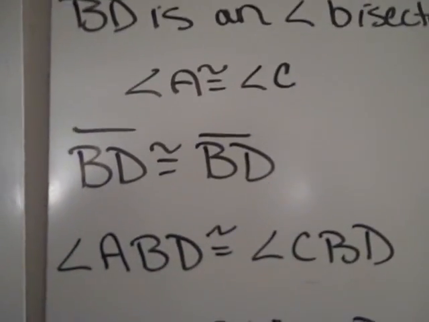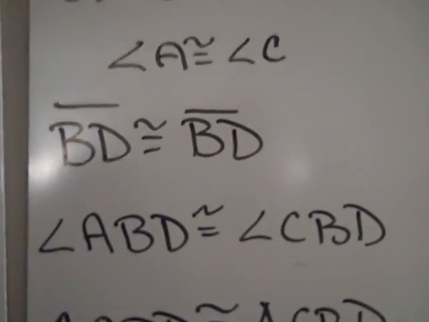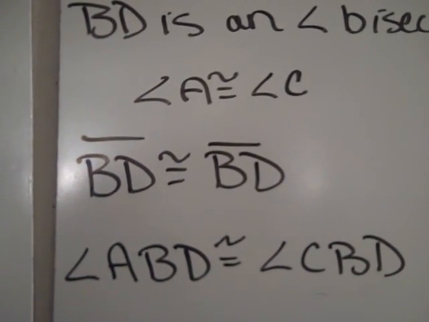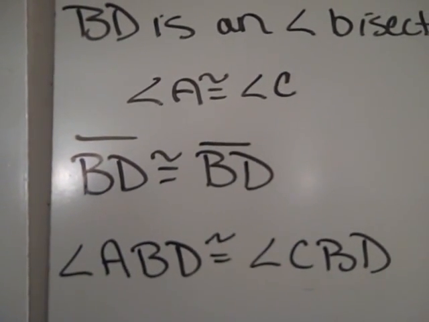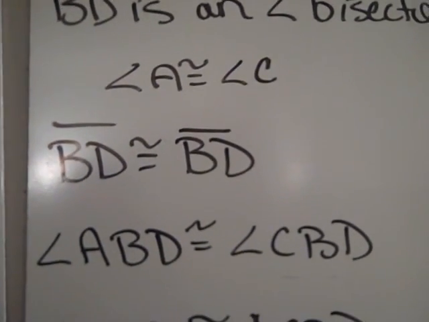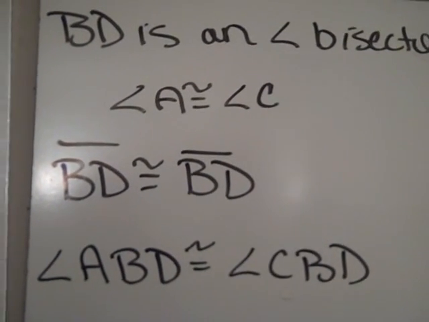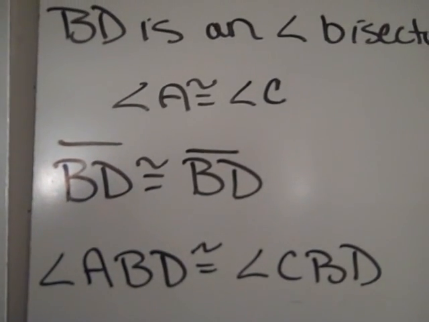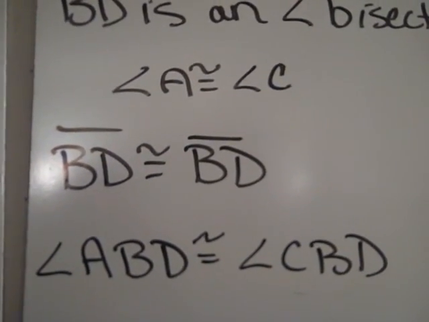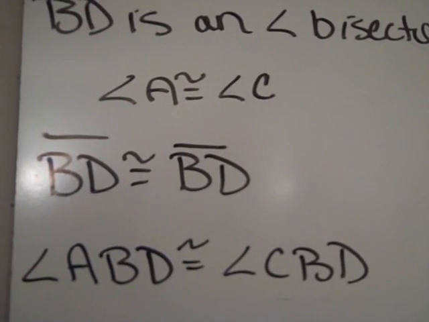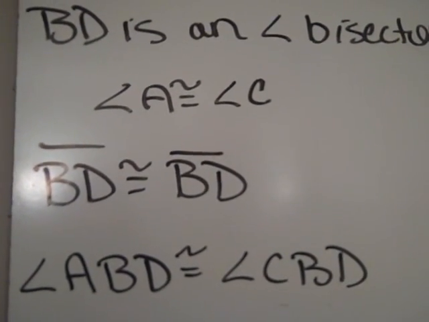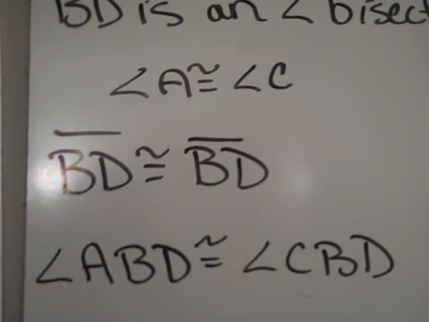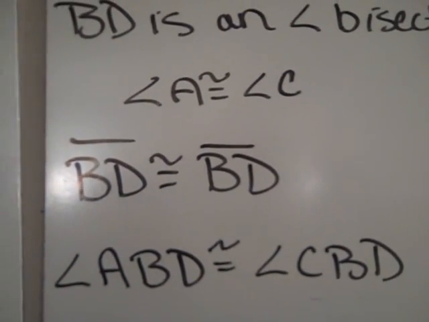Now, how many congruency signs do we have? We have three. We have that angle A is congruent to angle C. We have that BD is congruent to BD because it's a reflexive side. And we have that angle ABD is congruent to angle CBD. You will also notice that we have two pairs of angles and one pair of sides. We have four different triangle congruency theorems. Those theorems are side, side, side; side, angle, side; angle, side, angle; and angle, angle, side.